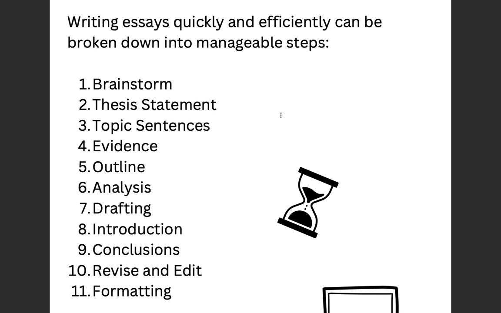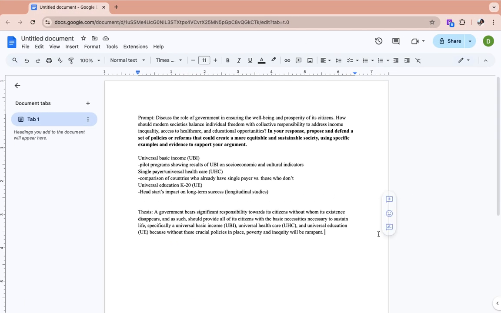Next step of the writing order of operations is to turn my thesis into topic sentences. Because this is a 5 to 6 page essay, I'm gonna go for 3 topic sentences. And again, I have a formula that I use for writing both theses and topic sentences that you can find in the workbook and the online course.